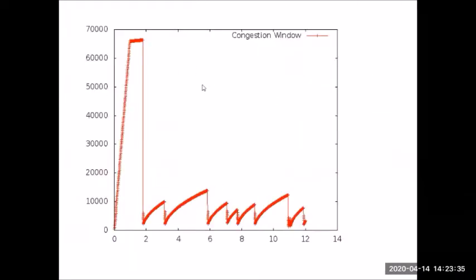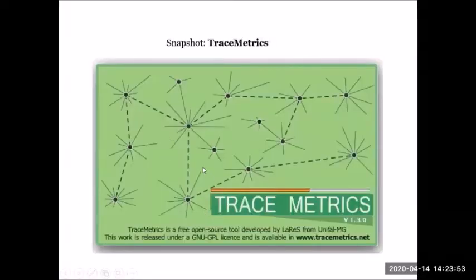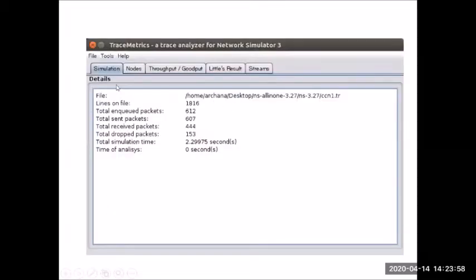Other than that, we have something called GNU plot. This gives us a plot of different things, say throughput versus number of packets, whatever you want. You can plot various elements which you need to measure in the network. Then we have trace metrics. As the name indicates, this is a tool where we can trace what happens at each node. See here, I've shown you an example. We have the file name as cc1.tr, and how many lines are in the file?